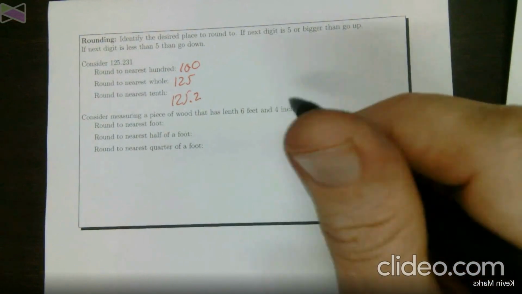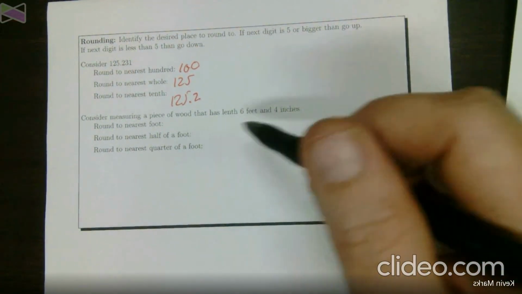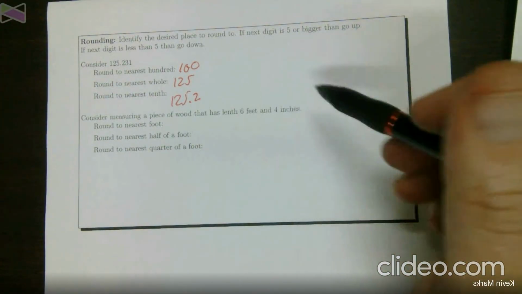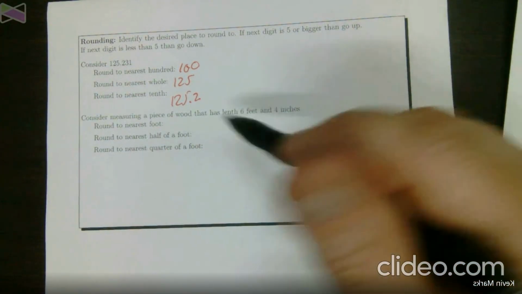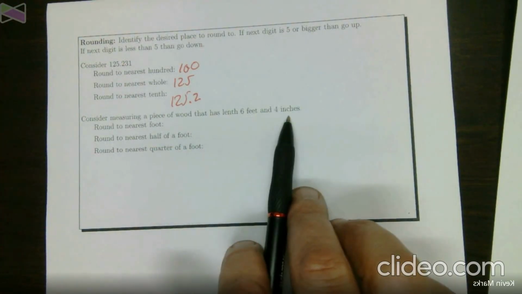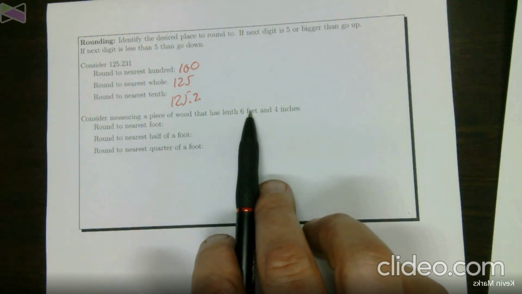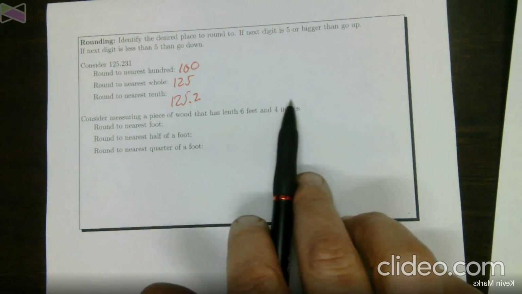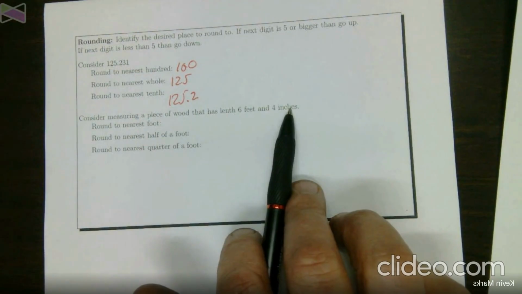Now, sometimes when you're trying to talk about parts of things, depending on what they're talking about, they break it into other units, for example, feet and inches. So consider measuring a piece of wood that's 6 feet, 4 inches. So we have 6 whole feet, and then we have 4 inches more. Or in other words, we have 6 whole feet, but then we're talking about part of a foot.